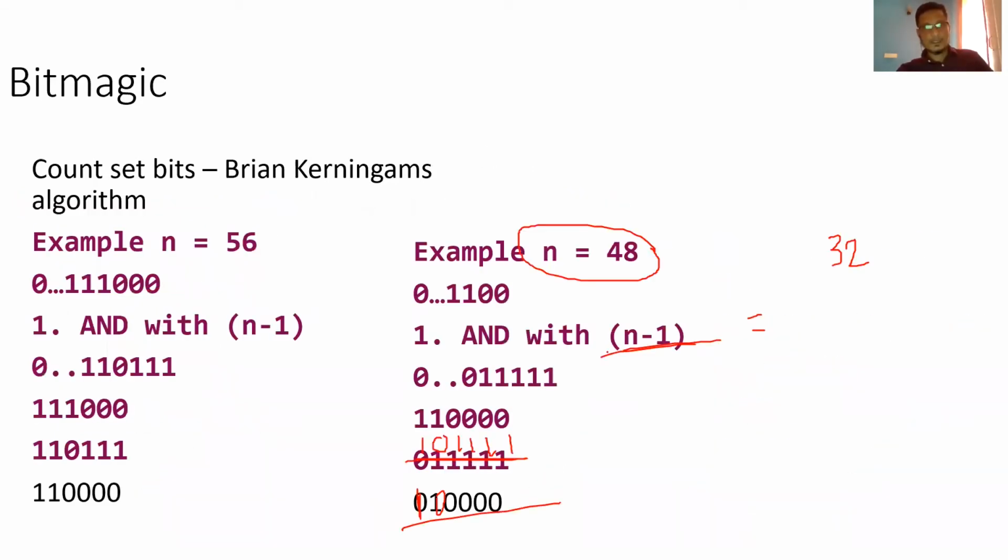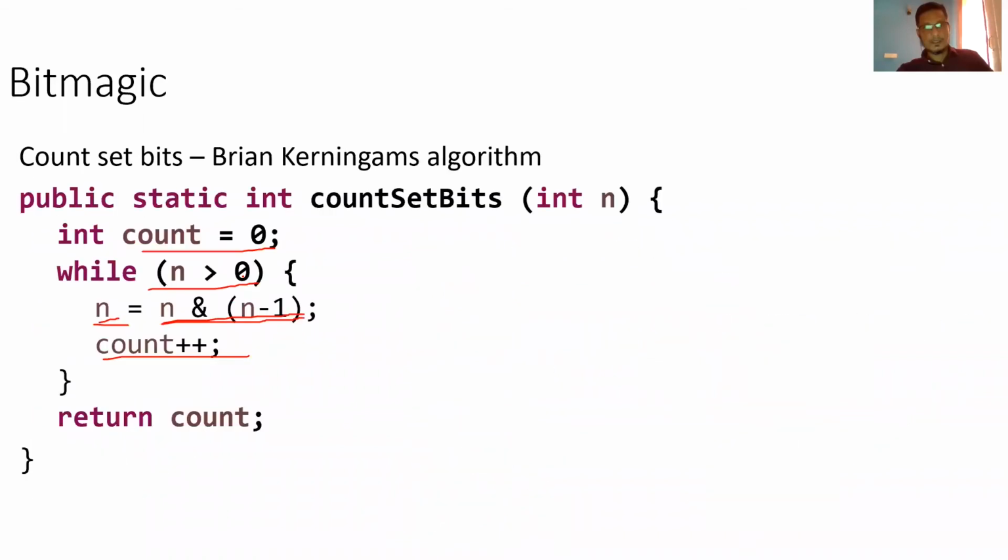Then again, you check in a loop whether that number is greater than 0. Yes, it is greater than 0, so again do the same operation. AND 48 with 47, the n minus 1, and increment the count. 48 AND 47 gives output 32. Again, go inside the loop: 32 AND 31 gives output 0. Count is incremented anyway, and then it won't enter the while loop. It breaks. By that time, your count is 3.